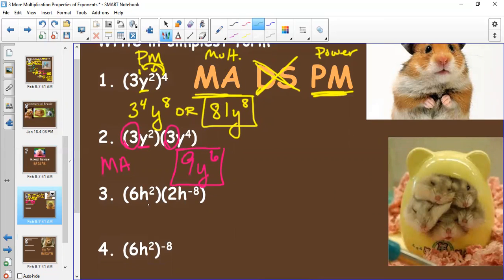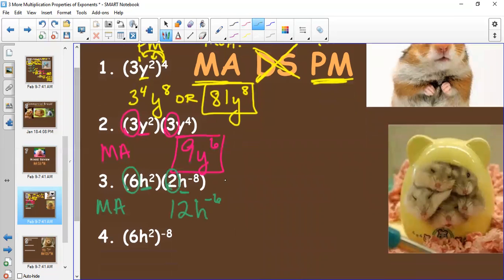We have 2 sets of parentheses here, no exponent outside, so again, another MA problem. So multiply coefficients to get 12, keep your base of the h, and add your exponents to get negative 6. But we have that no-no that we can't have a negative exponent. And be careful on this one, because 12's exponent is technically that ninja 1. It's positive. It stays up top, but the h moves to the bottom because it was negative.